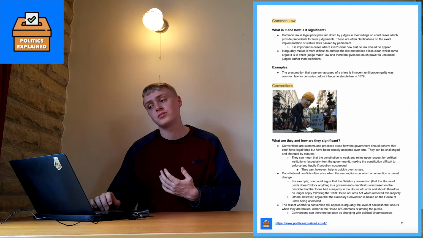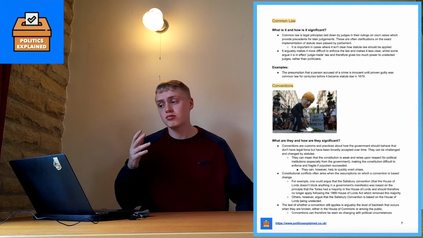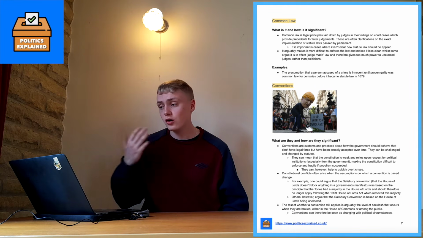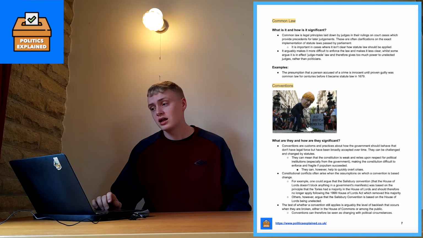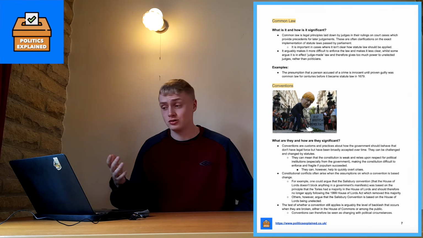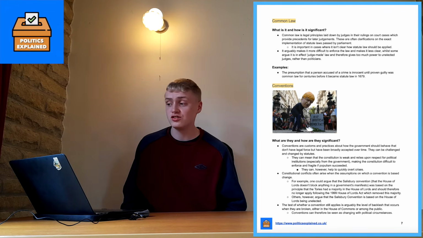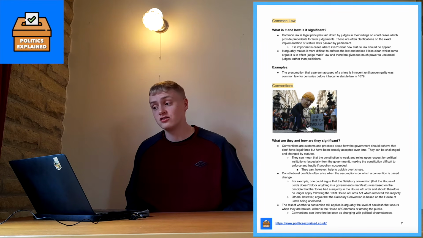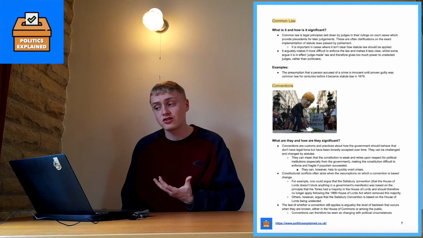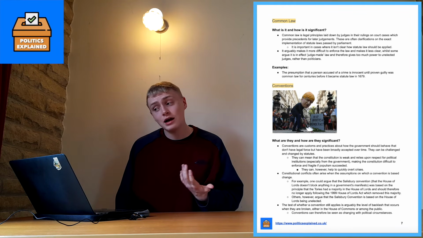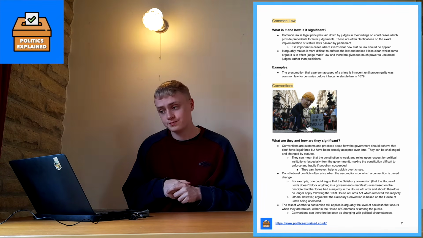The final source of the constitution we're going to look at is conventions. So conventions are customs and practices about how the government should behave that don't have legal force but have been broadly accepted over time. So crucially, these aren't written down. They can be challenged and changed by statute law. A key consequence of them is that the constitution is weak and relies upon respect for political institutions, especially from the government, which makes the constitution difficult to enforce and fragile if populism succeeded. They can, however, help to quickly avert crises and lead to quite a bit of flexibility in the UK constitution.